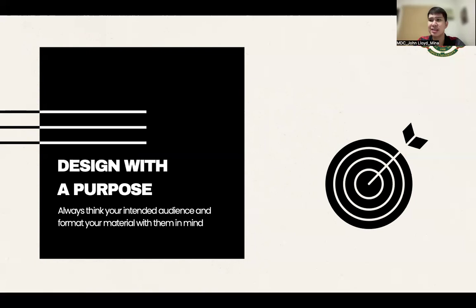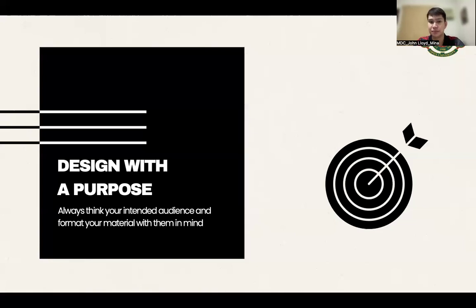Because sometimes aesthetically pleasing designs are important, but it's even more critical to ensure that they communicate the intended message and fulfill the material's purpose. I strongly believe that purpose-driven materials are more likely to engage the target audience, whether to inform, educate, persuade, or inspire. Because without a clear purpose, materials can be confusing or irrelevant.